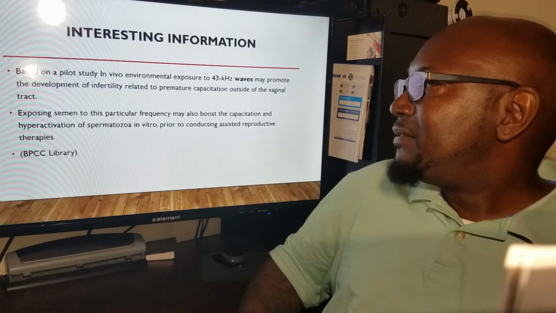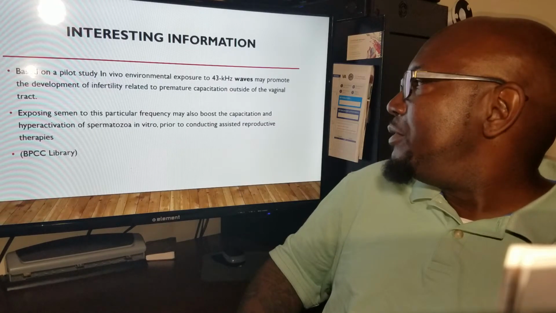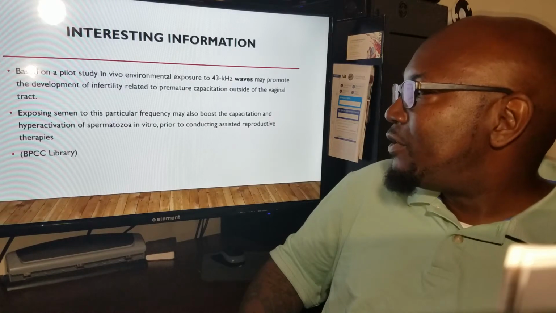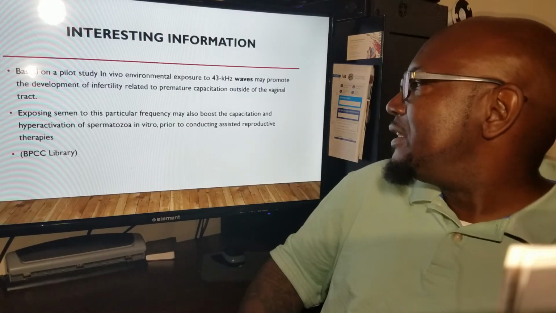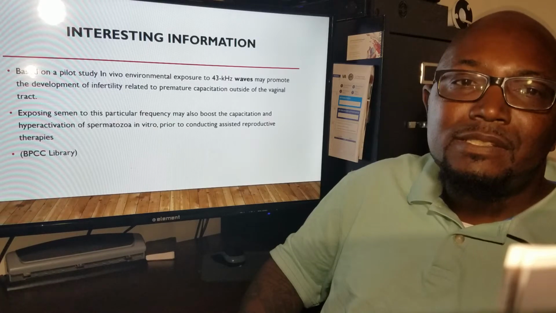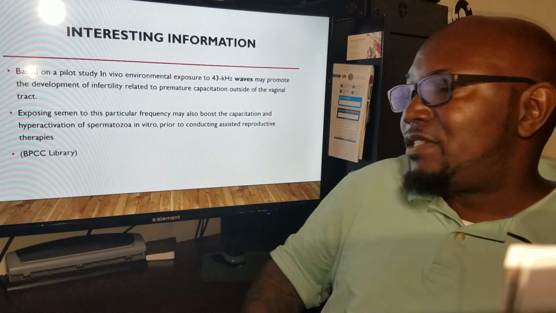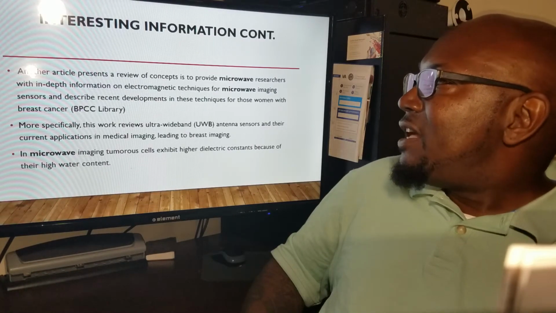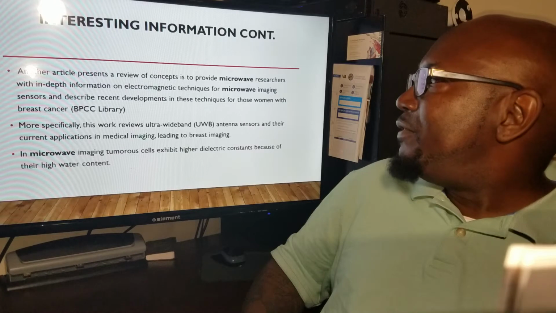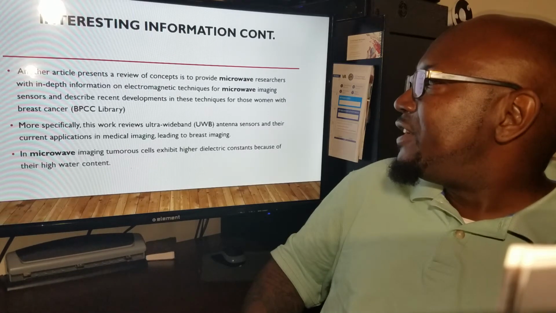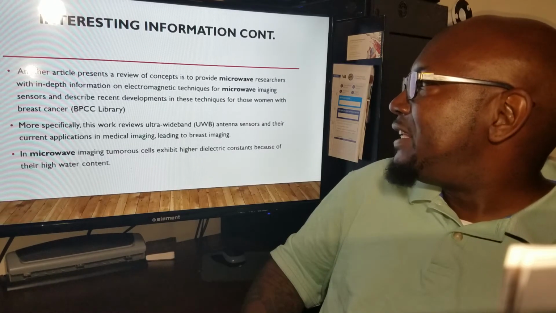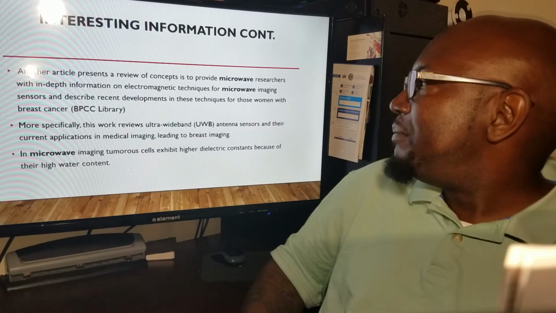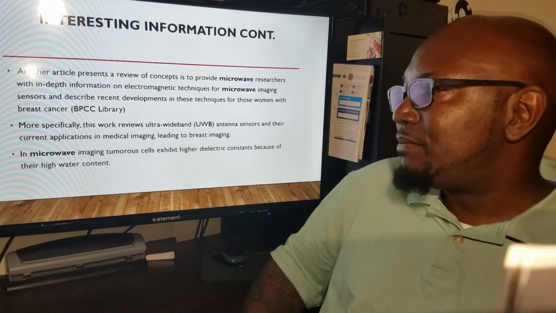Exposed to semen, this particular frequency may also boost the capacitation and hyperactivation of spermatozoa in vitro prior to conducting assisted reproductive therapies, which I found in the BPCC library. Another article presents a review of concepts to provide microwave researchers in-depth information on electromagnetic techniques for microwave imaging sensors, described in recent developments in these techniques for women with breast cancer.